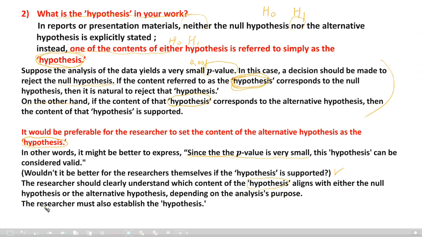Okay? Anyway, researcher must also establish your hypothesis. So you set one hypothesis in your work, but you have to know your hypothesis is the contents of H0 or contents of H1. That's it.